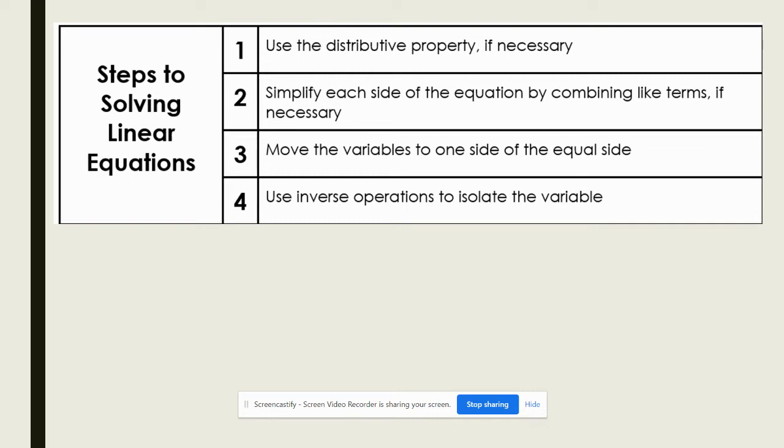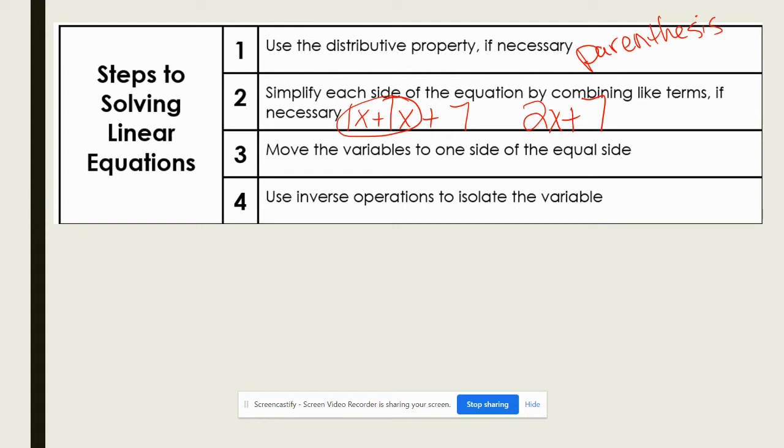The very first thing you're going to want to do is use the distributive property. This is if you have parentheses with a value that's outside of it. Once we've taken care of parentheses, we're going to combine like terms if necessary. So if we have x plus x, these two right here are like terms because they're both x's. They both have a 1 in front. So 1 plus 1 is 2. That's 2x plus 7.